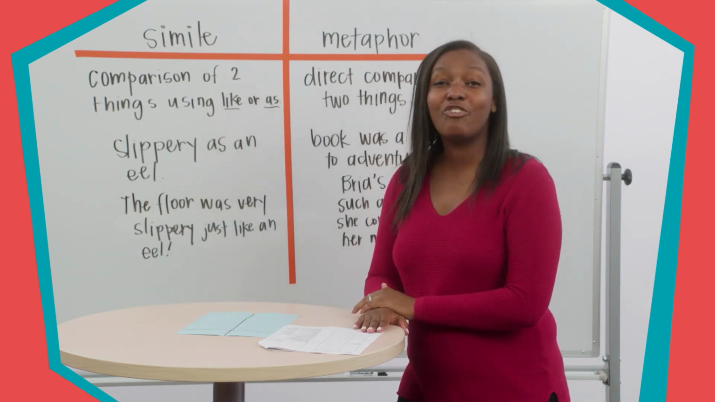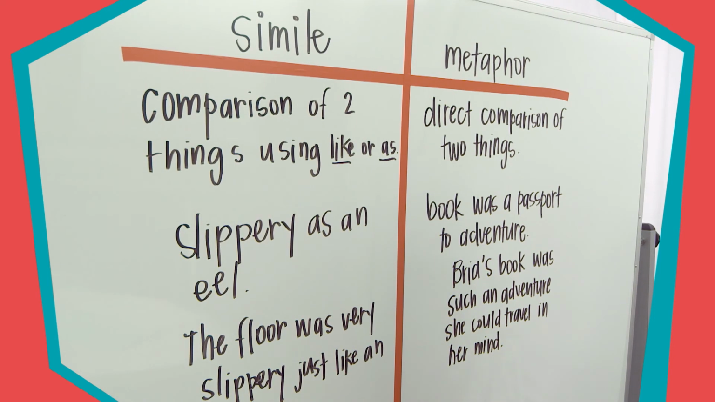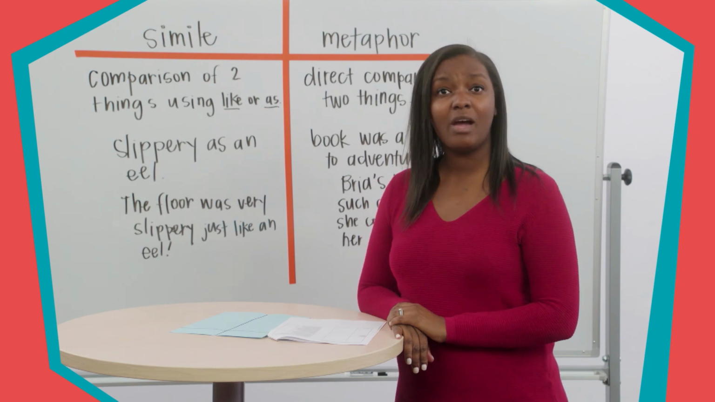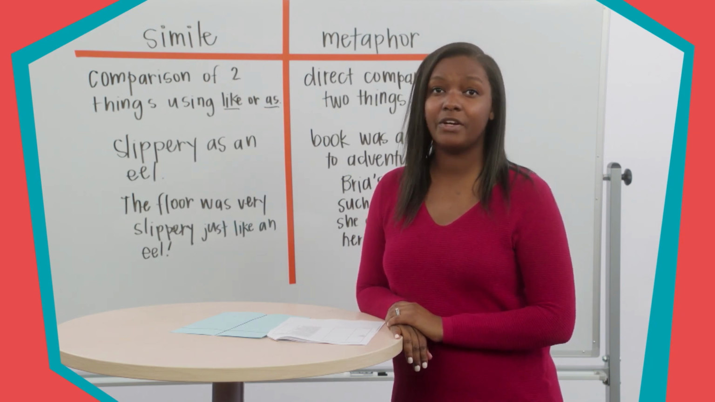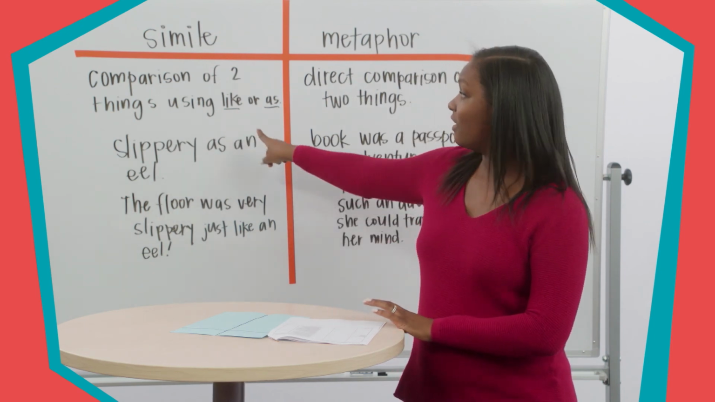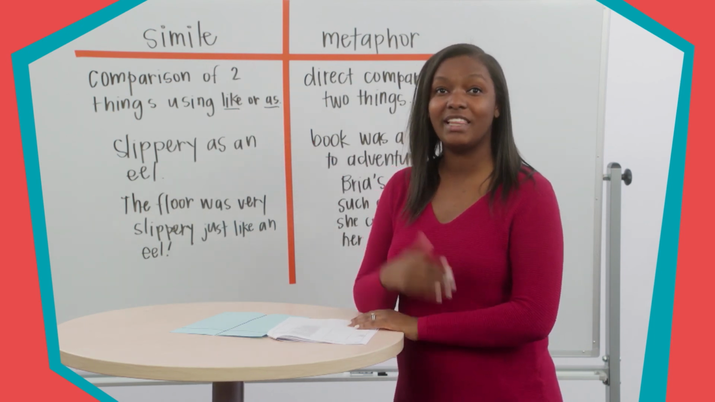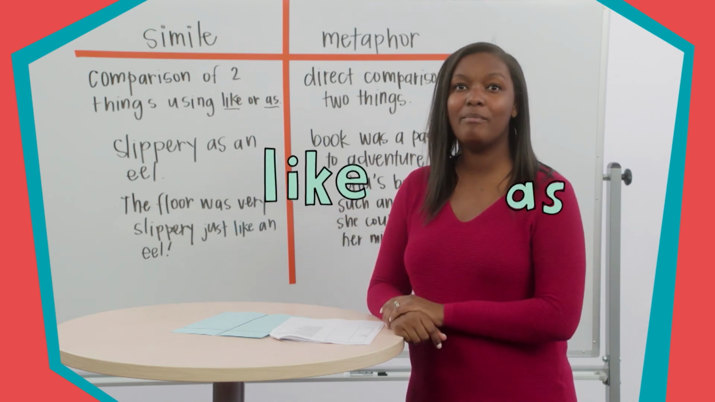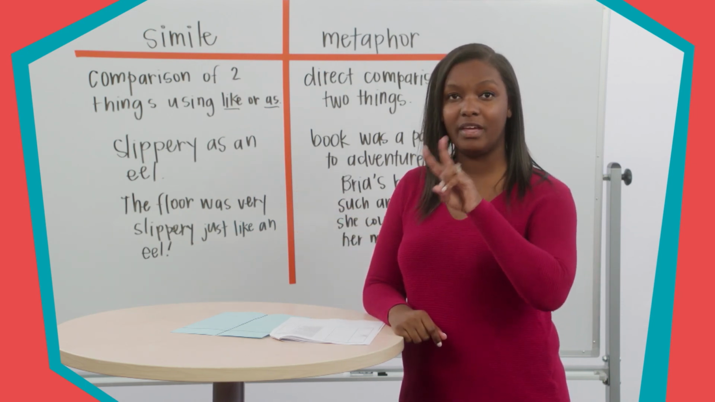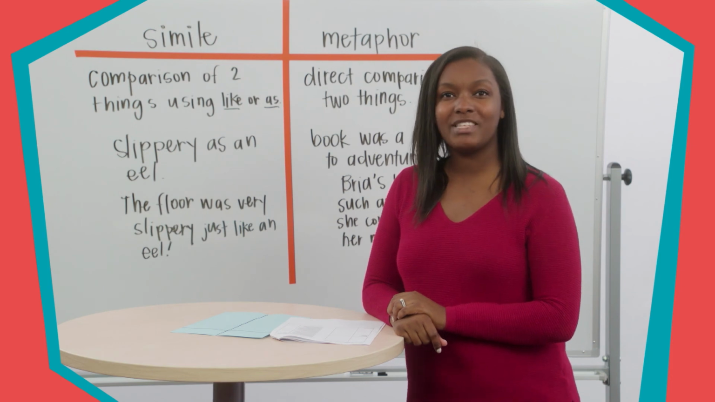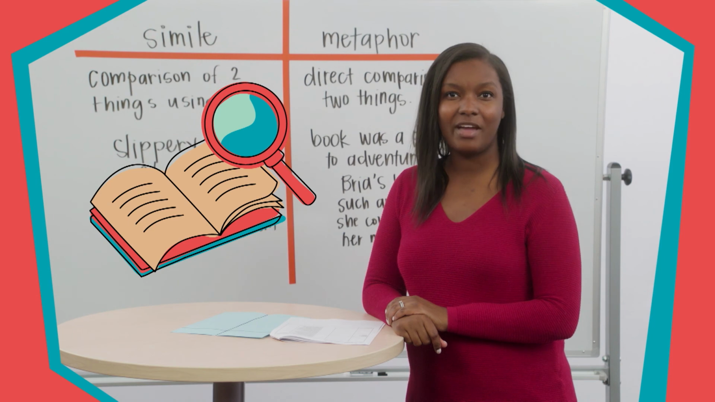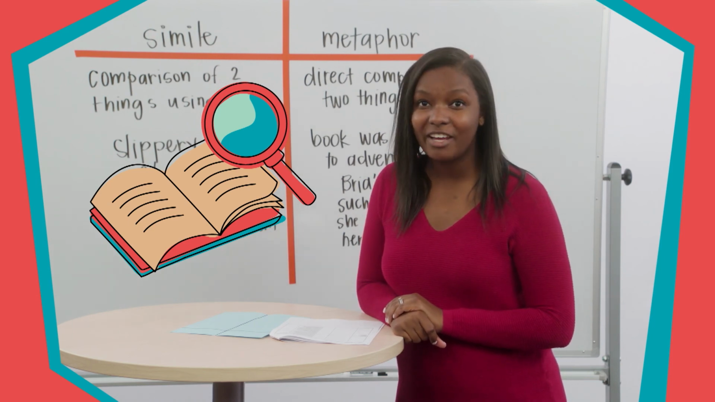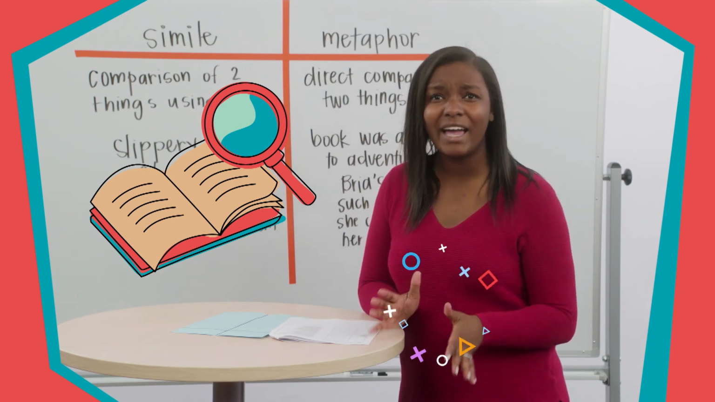Awesome job. Great job identifying similes and metaphors and interpreting their meaning. So as we wrap up our lesson, let's recap what we've learned. Today, we learned that similes and metaphors are types of figurative language. Similes are a comparison of two things using like or as, and a metaphor is a direct comparison of two things. We can interpret similes and metaphors by looking at what is being compared and how it's being described. Authors use figurative language to make their writing even more exciting.